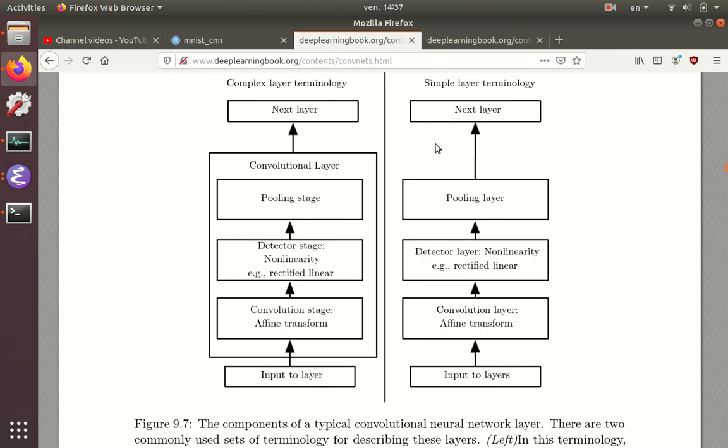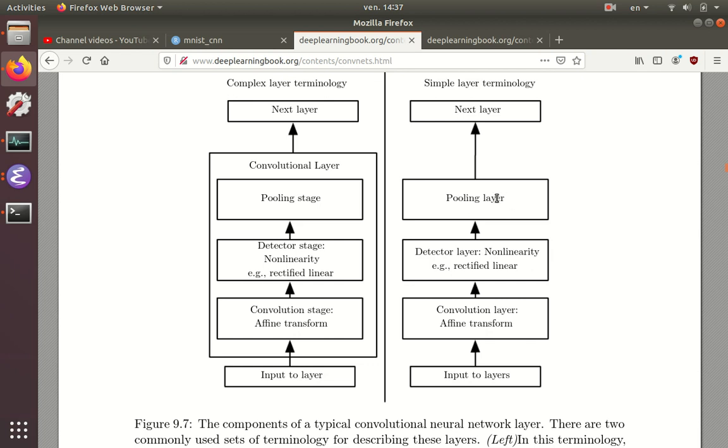The other kind of terminology is calling each one of these things a different layer. So here you would call this a convolution layer, and that's just applying the weights to the inputs. It's a linear transformation. Then you have this detector layer, which is just applying the activation function, and then you have the pooling layer, which is just applying the pooling function, which we'll talk about in a minute.